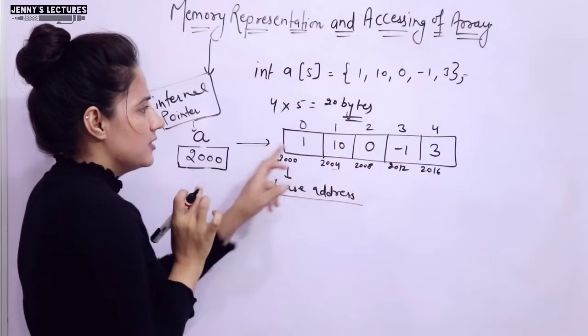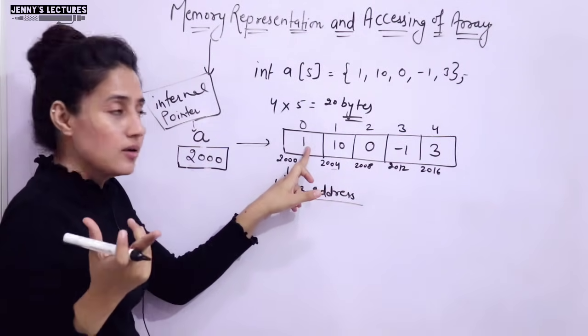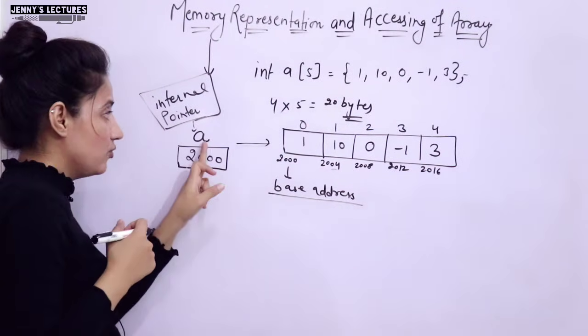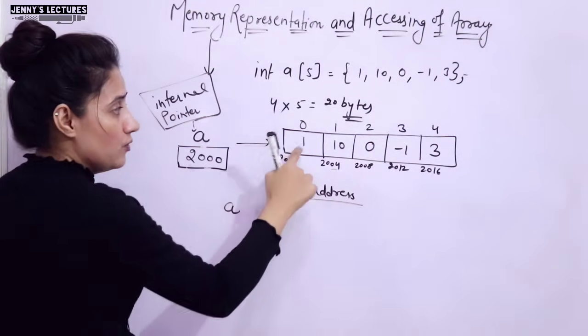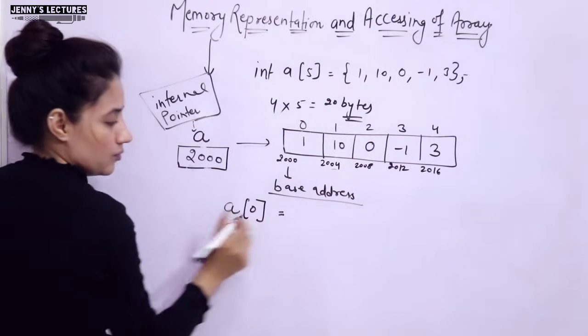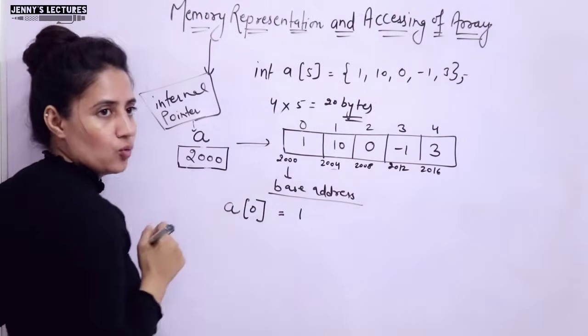If you want to access the first element of the array, we can access the element using the name of the array and the index. The name of the array is A. What is the index of the first element? 0. So this is how you can access the first element. The answer you will get is 1.